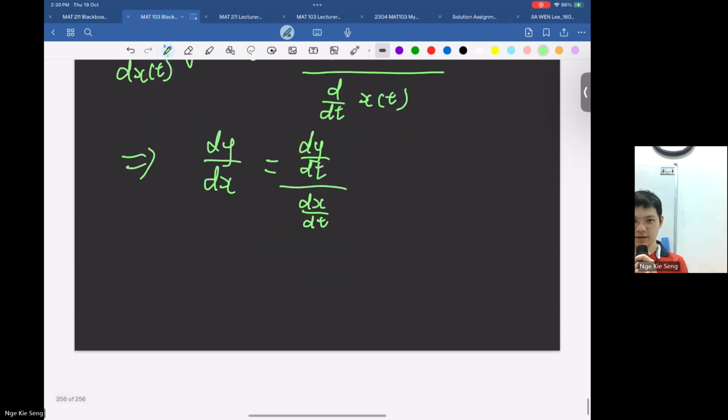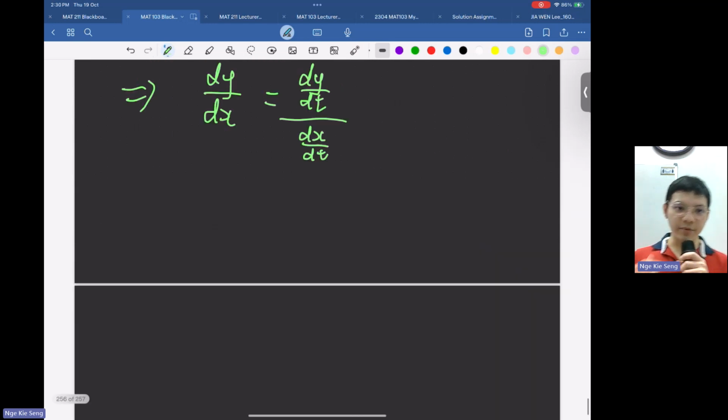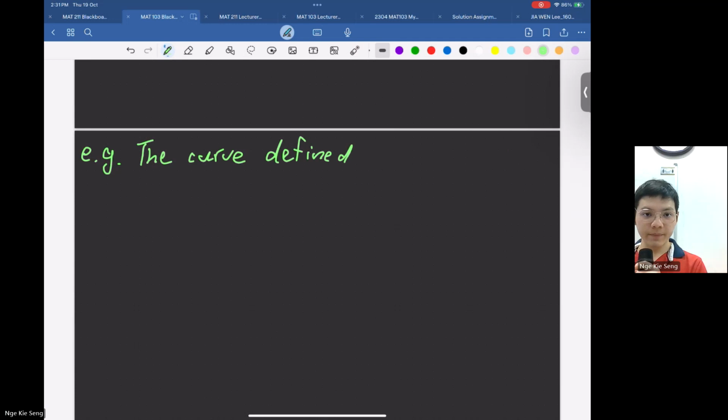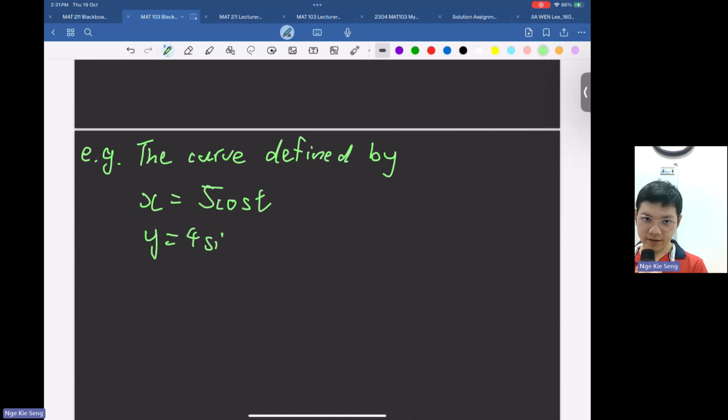Okay, so next, let's look at an example of how we are going to compute using the formula. Let's look at one curve. What's this curve here? Let's look at the curve defined by x equals 5 cos t and y equals 4 sin t. Let's look at this curve, where t is going from 0 to 3.